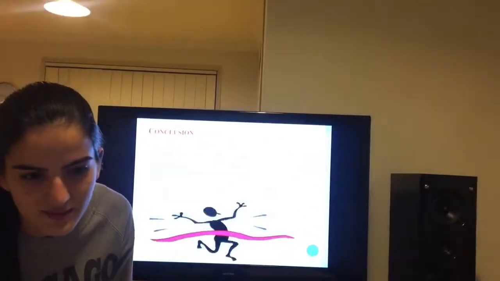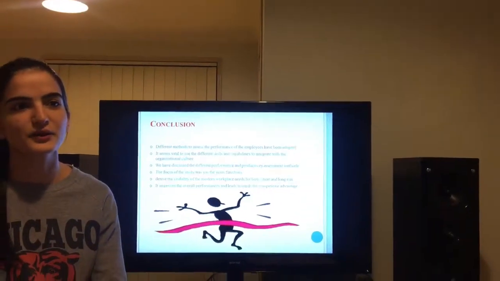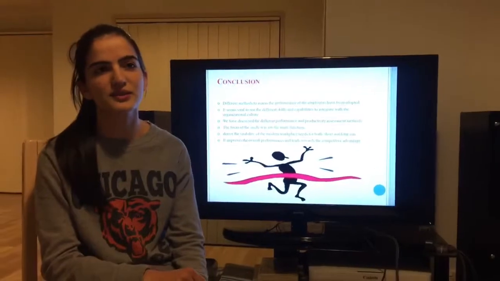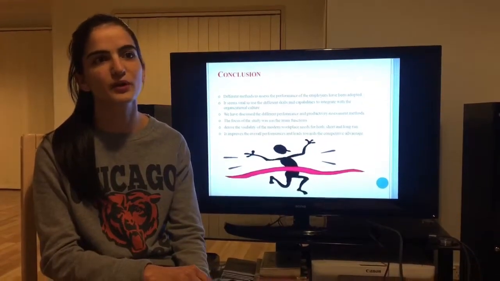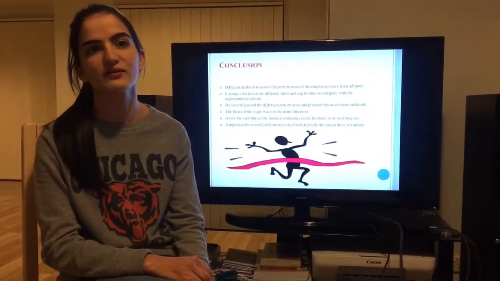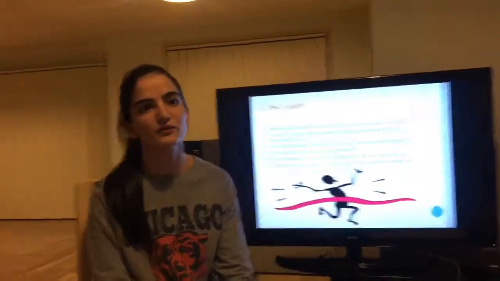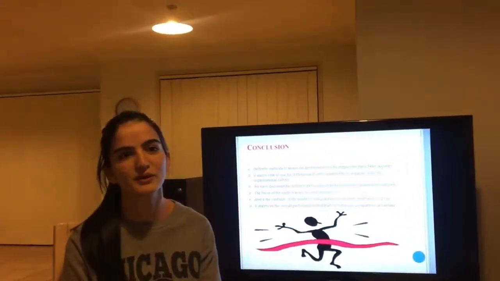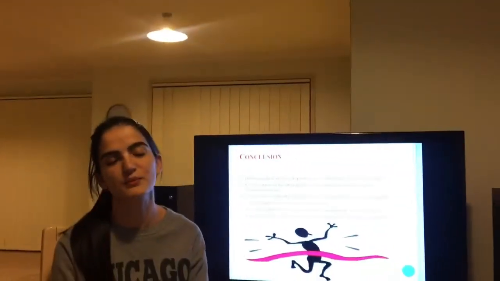Next part is conclusion. At the end, we conclude that different methods to assess the performance of employees have been adopted. The most important thing is that managers identify the strengths and weaknesses of employees. Performance and productivity are not only good for the organization but also effective for the worker as personal development.